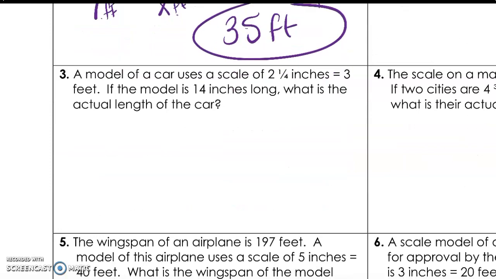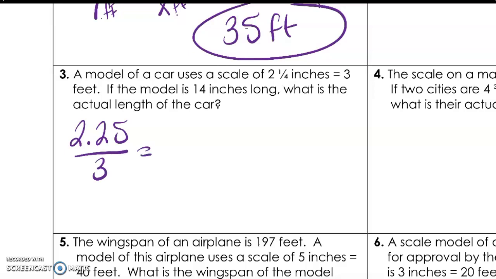Number 3, a model of a car uses a scale of 2 1/4 inches. You can use 2 1/4, or if you know that 1/4 is the same as 0.25, it's fine to type in the decimal if you want. So I'll just show you that. If you would rather use your calculator and do 2 1/4, that's fine. So 2 1/4 or 2.25 to 3.